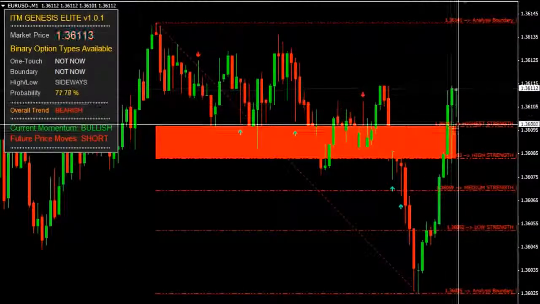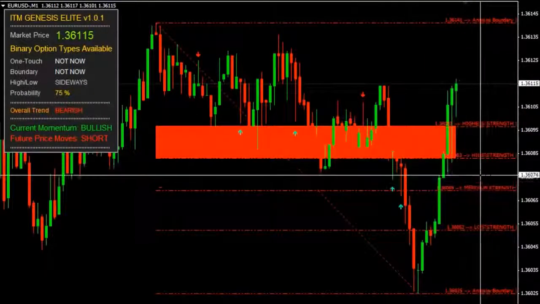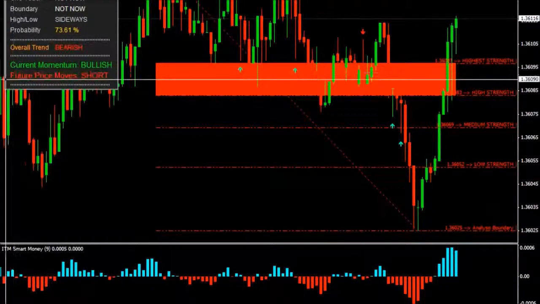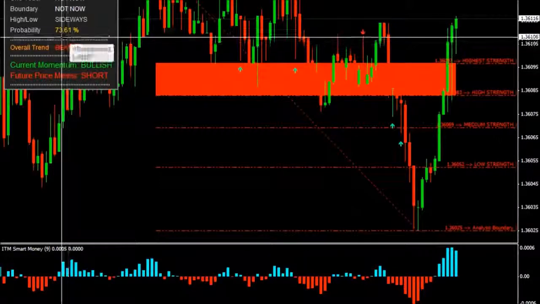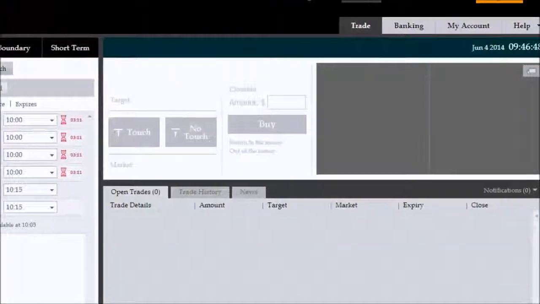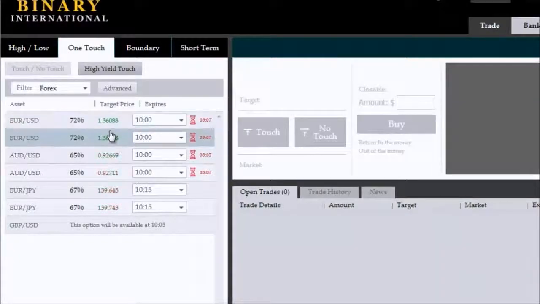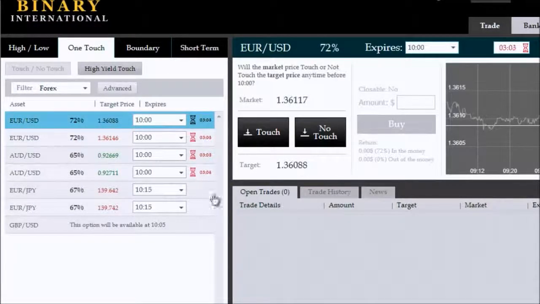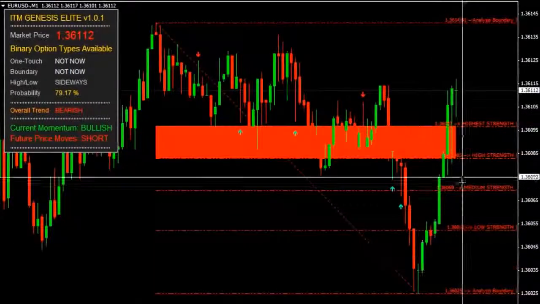Good morning. We're here on the Euro USD again, looking at a strong breach of the highest probability short reversal zone on ITM Genesis Elite. 70+% probability. Whenever a breach occurs, we look for trades in the opposite direction because direction will be revised. So in this case, we'll go for a no touch with, as we've seen before in multiple sessions, a target below the currently breached reversal zone.